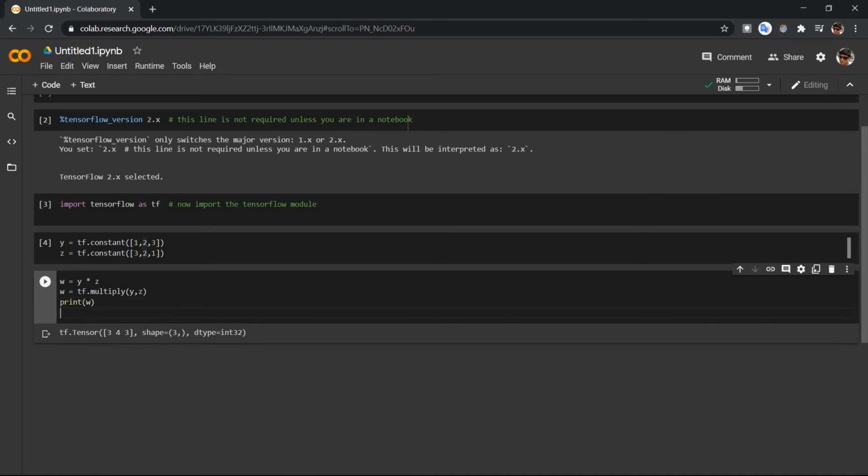Okay, and then let's divide them. Same, W is equal to Y slash Z, or tf.divide, and print W. And yes, 1 upon 3 is 0.33, 2 upon 2 is 1, 3 upon 1 is 3. And the data type is float. So this is how you multiply and divide tensors.